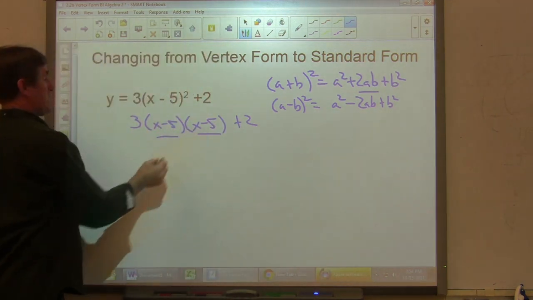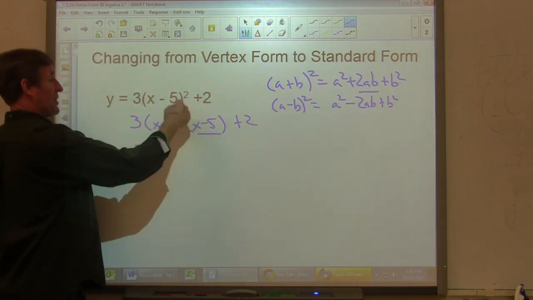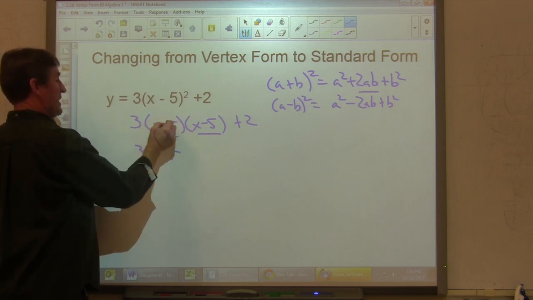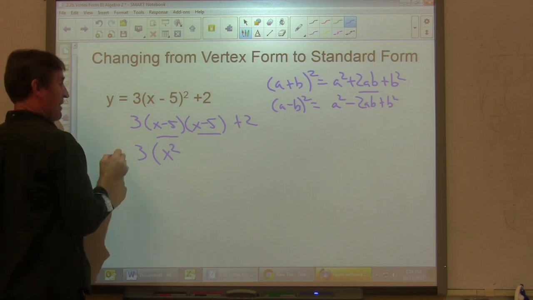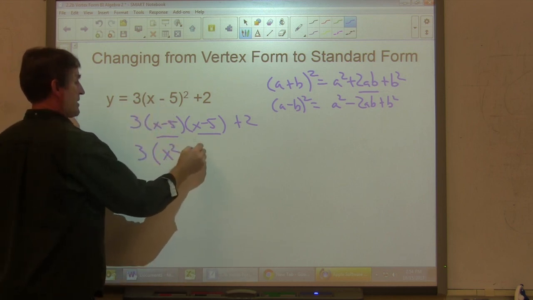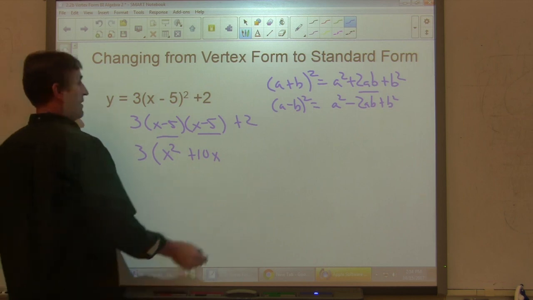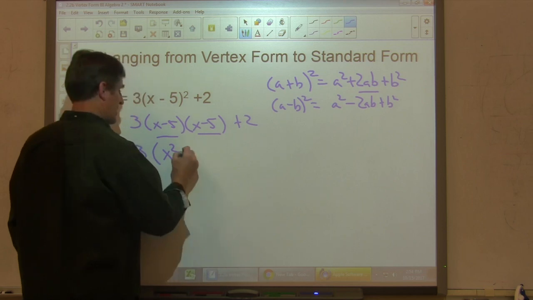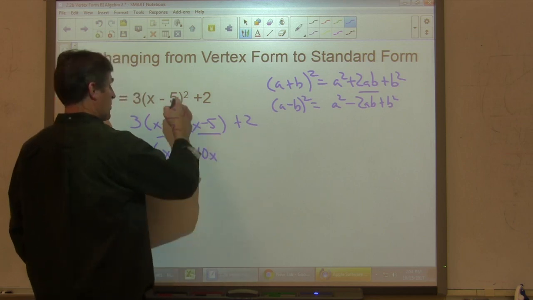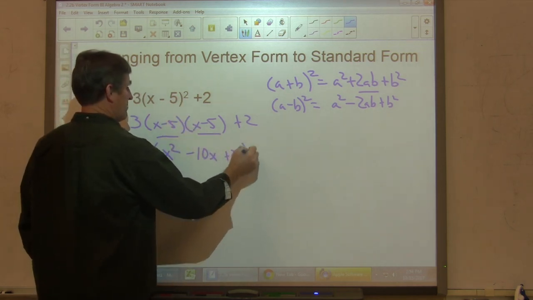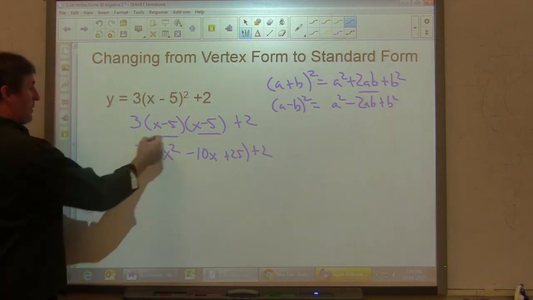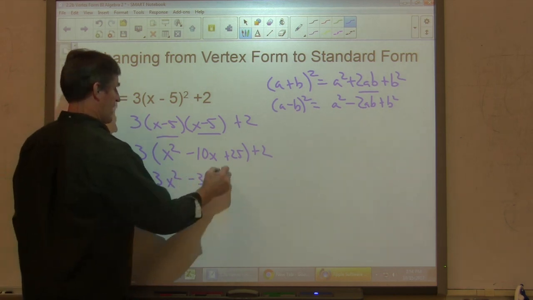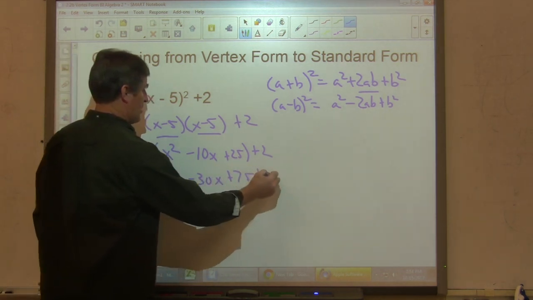So going from this, since it's minus, you can FOIL this out, but the shortcut would be x squared, multiply these two together, x minus 5 is 5x, doubled would be 10x. But it's minus 10x because that middle term's minus. And then square the last term, plus 25. And then multiply by 3, 3x squared minus 30x plus 75 plus 2.